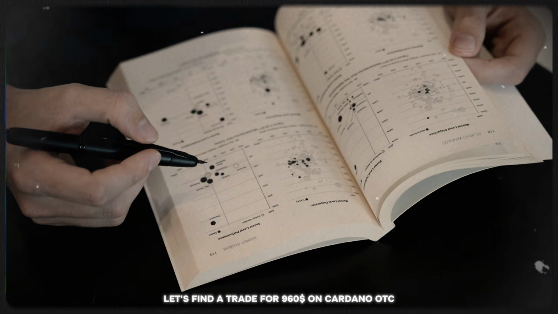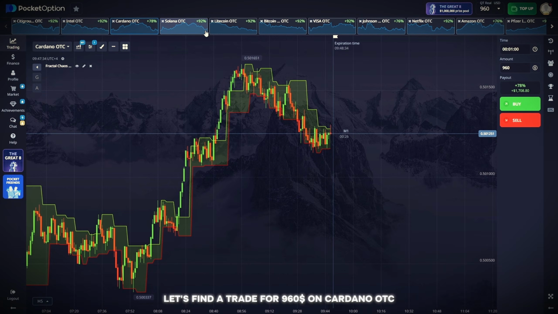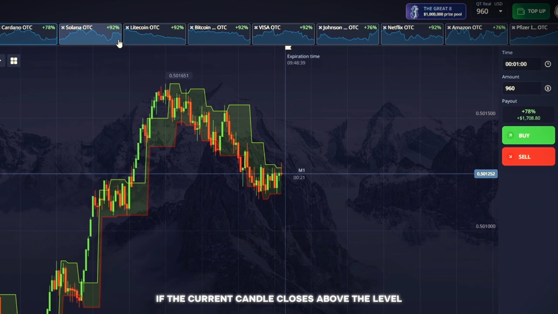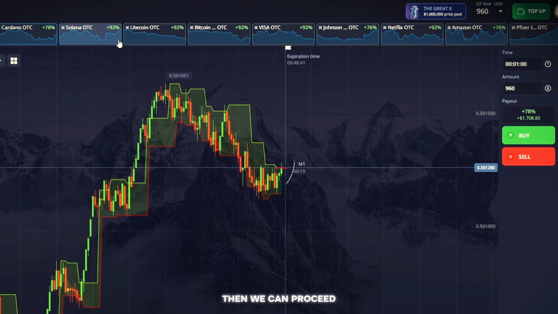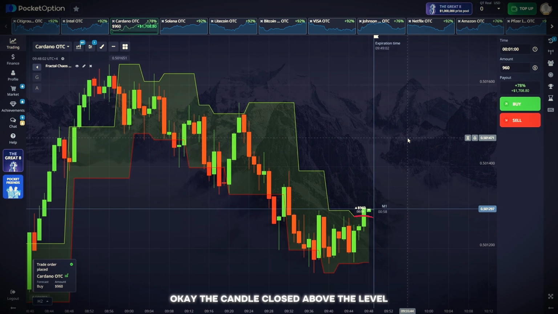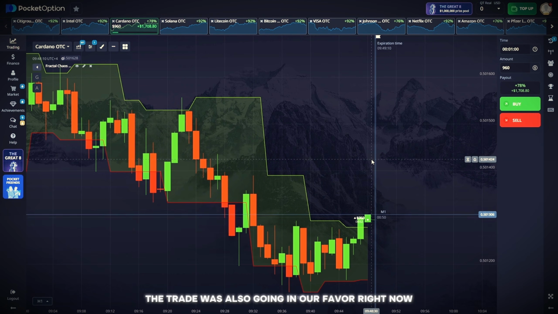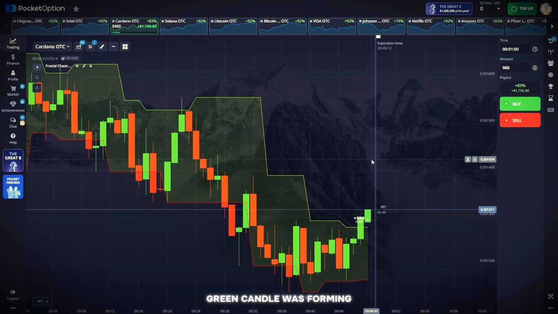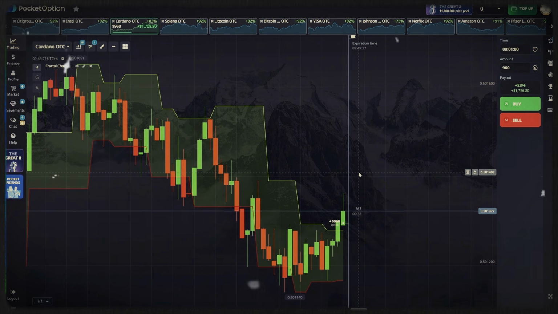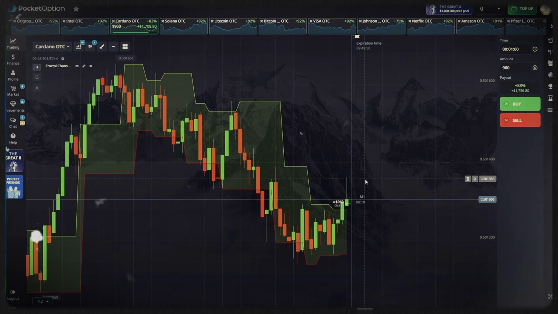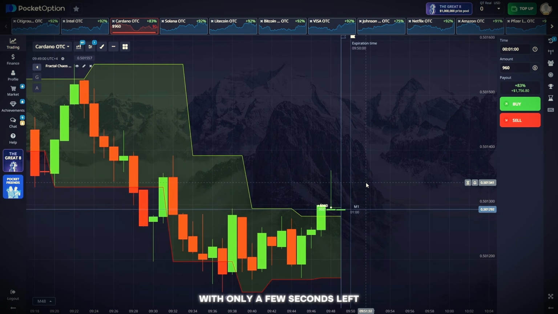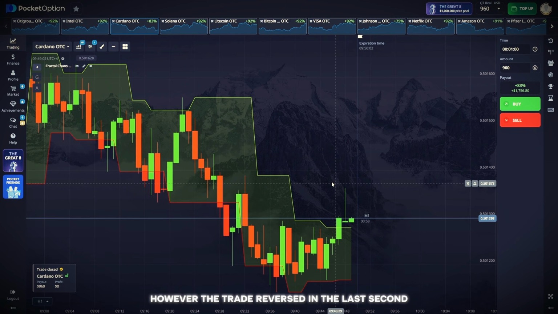Let's find a trade for $960. On Cardano OTC, there was a trade for an upside move, so let's wait for the candle to close. If the current candle closes above the level, then we can proceed. Okay, the candle closed above the level, so I placed my next trade for an upside move on Cardano OTC for $960. The trade was also going in our favor right now, and you could see that a strong green candle was forming. With only a few seconds left, however, the trade reversed in the last second, so my amount was reversed.